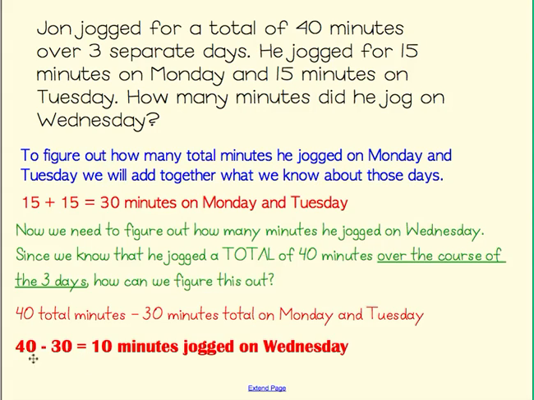So we take 40 total minutes minus the 30 he ran on Monday and Tuesday together. That is going to equal 10 minutes jogged on Wednesday. 10 minutes are left over. 40 minutes minus 30 minutes equals 10 minutes left over to jog on Wednesday.